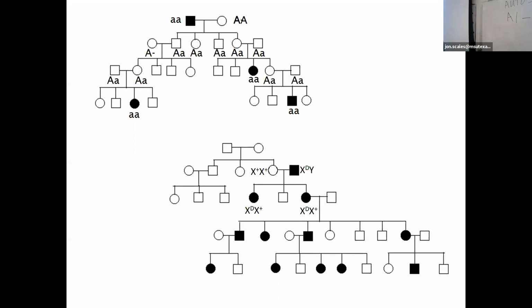Well, he got his only X from mom, and mom's got good X's, so he's fine. Okay? Now she has kids. Well, she passes that X on 50-50. All of her sons get one of her X's, but it's a 50-50 chance as to whether they get the dominant mutant X or the wild type X.